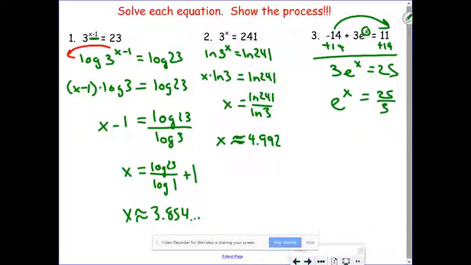At this point now, how do I get the x out of the exponent? Well, I can do the log or I can do the natural log. The advantage of using the natural log is the e there. ln e to the x is ln of 25 over 3. And the x can come out in front. And ln of e is really just 1 because it's log base e of e.